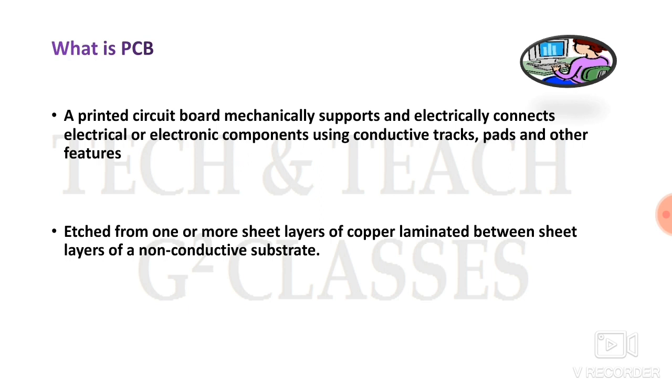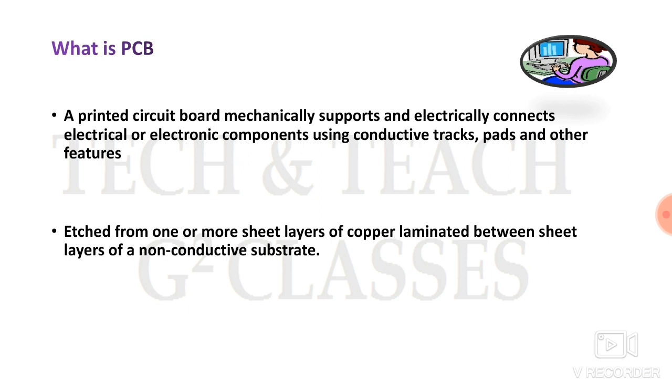Suppose if you connect two conductive mediums, what will happen? Short, it will conduct, right? But here in PCB we have two different substrate materials, a conductive material and a non-conductive material. Because suppose the operator or the user who is going to hold the PCB should not get a shock, right? So we are using a substrate and non-substrate material. Here it will connect through the tracks, pads and other features.